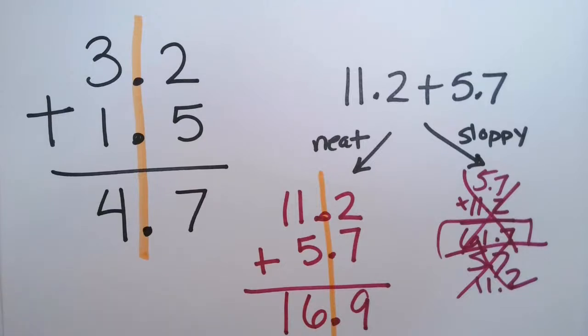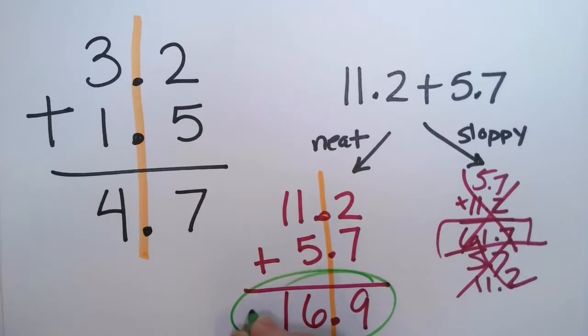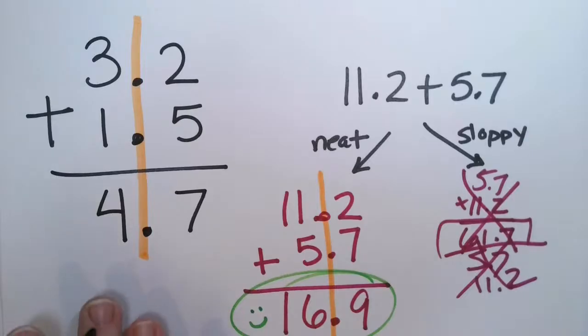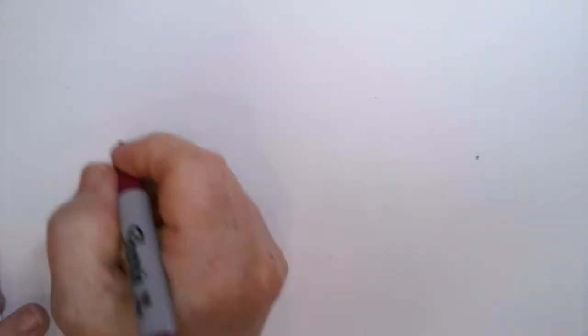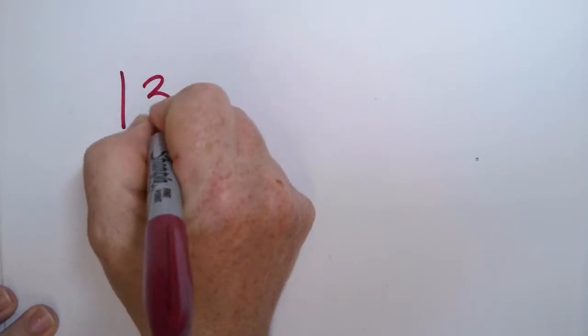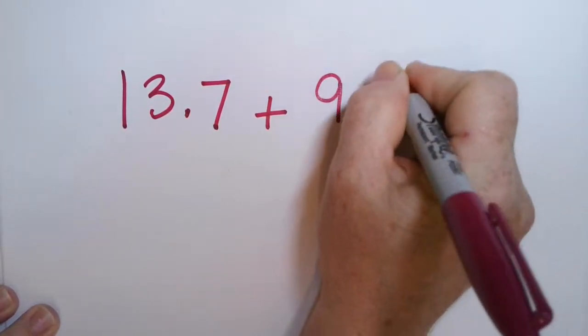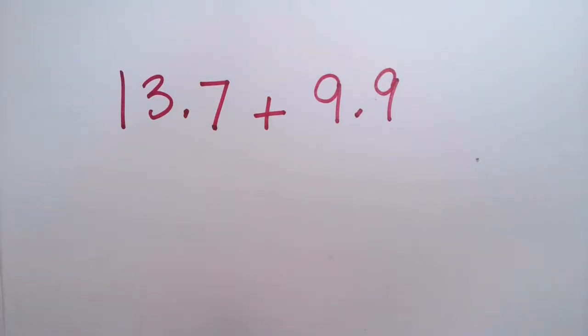I have 16.9. Yay. So teachers often have to grade work that looks like this. And you know how hard it is to grade work and you really want to give points to the student, but you can't. All right, you ready for another one? Of course you are. You were born ready. How about this? 13 and 7/10 plus 9 and 9/10. Okay, can you do that one for me?